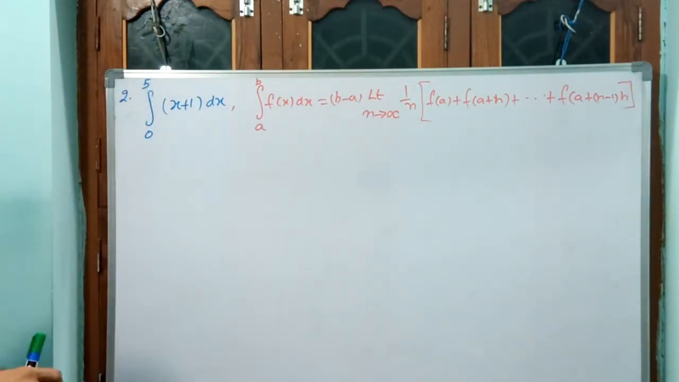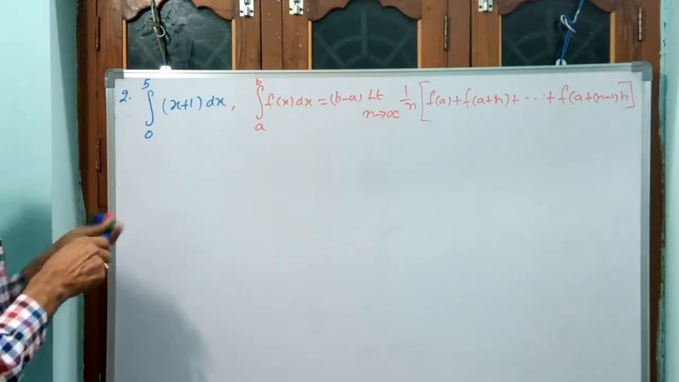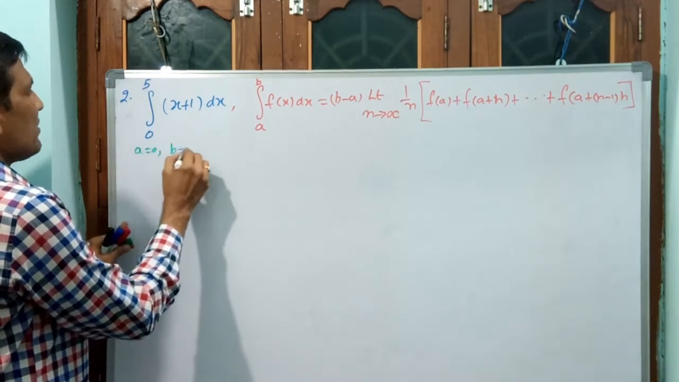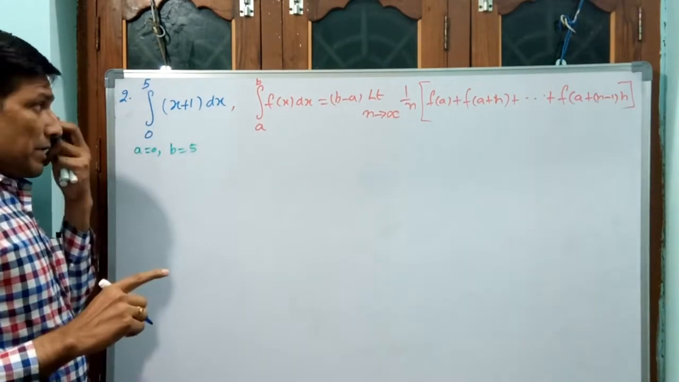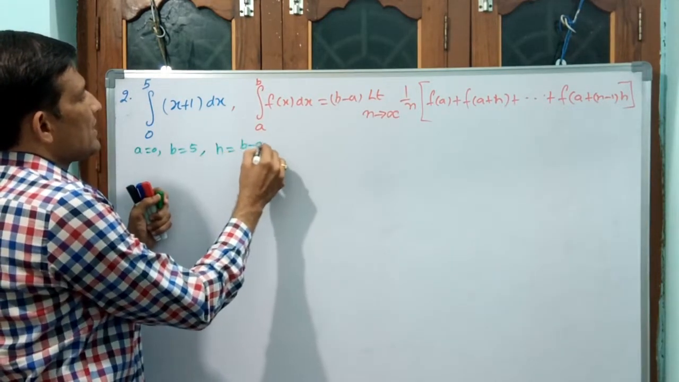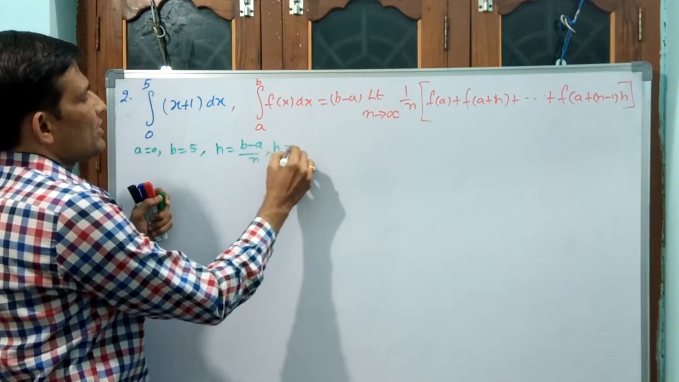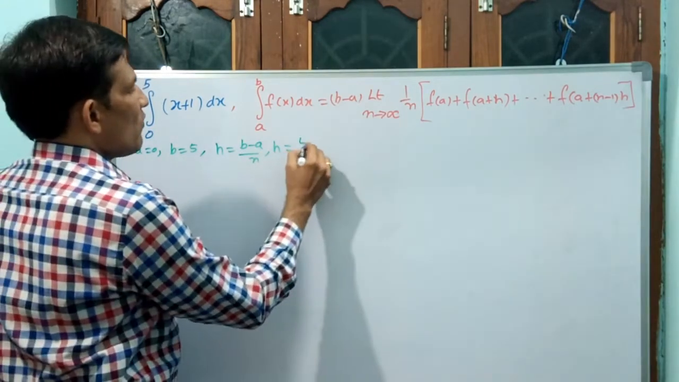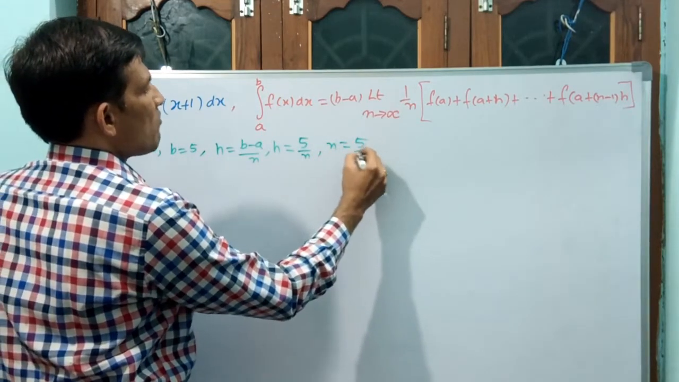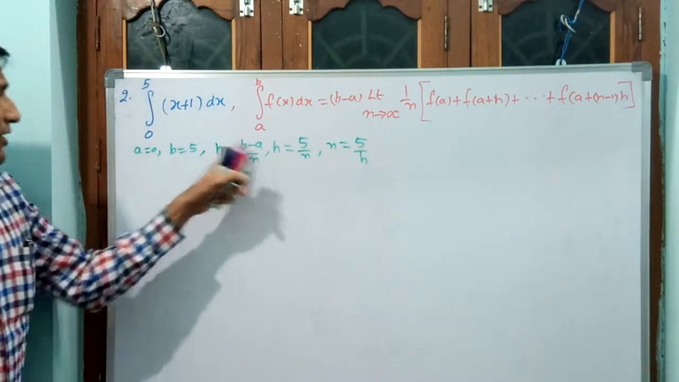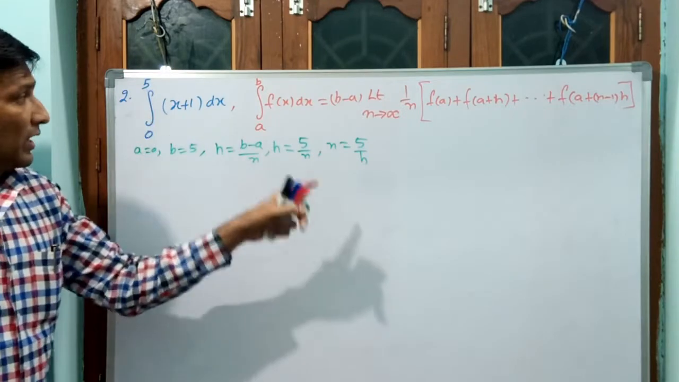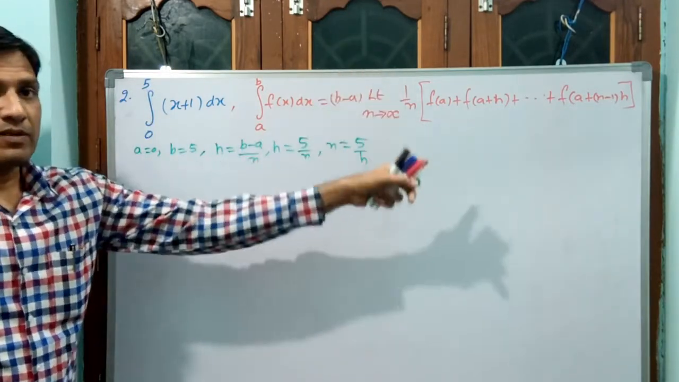Based on this formula, what do you require? You require a and b. Here, a equal to 0, comma b equal to 5. This is very important. What about h and n? That also you write. That means h is equal to b minus a by n, so h is equal to 5 minus 0, 5 by n. When h is equal to 5 by n, automatically n will be 5 by h. Since a is 0, I have not written 5 minus 0, directly 5 by n I have written.